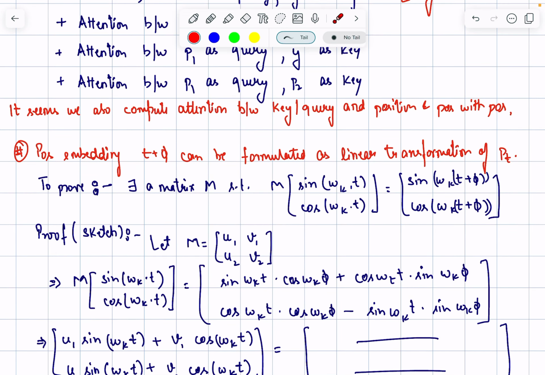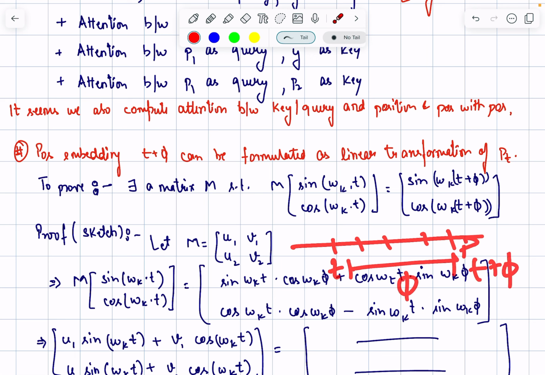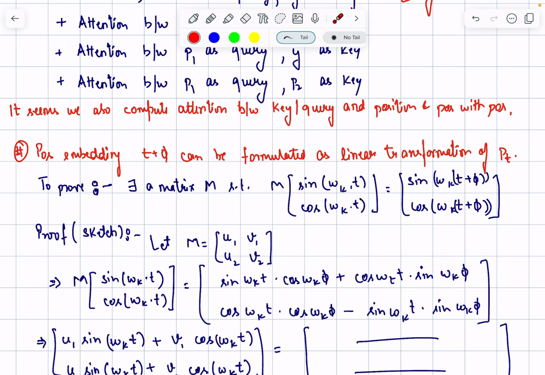Now we are going to study a property of the sinusoidal positional embeddings, that the positional embedding at t plus phi can be formulated as a linear transformation of pt. That means that if you have a sequence like this and this is t and this is phi, then this t plus phi, the positional embedding at this, is a linear transformation of the position at t. Okay, so why do we need it?